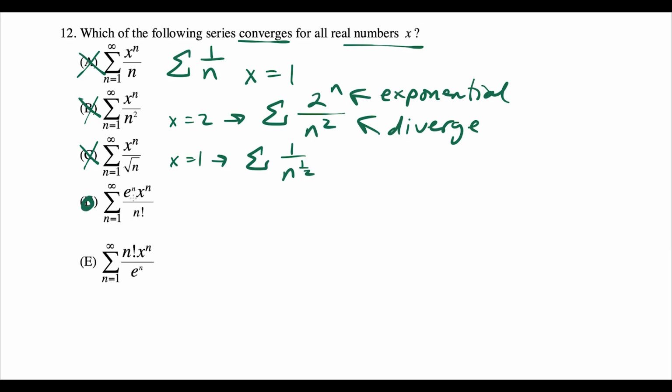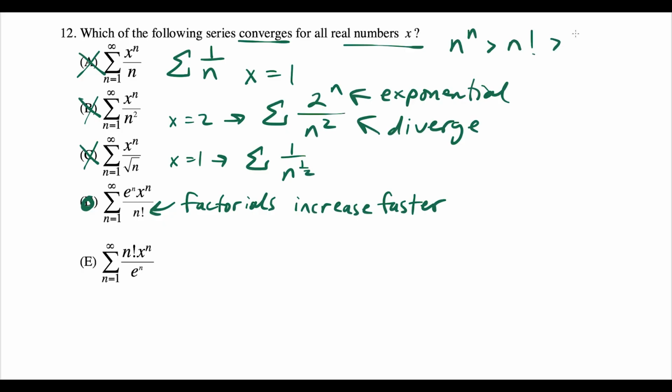And one thing that jumps out at me right away is that there is a factorial on the bottom. And just know that factorials are more powerful, or they increase faster. Factorials increase faster than any of the other functions they throw at you except n to the n. So the order here is like n to the n is the most powerful, then n factorial, and then something like 2 to the n or x to the n is next in line.